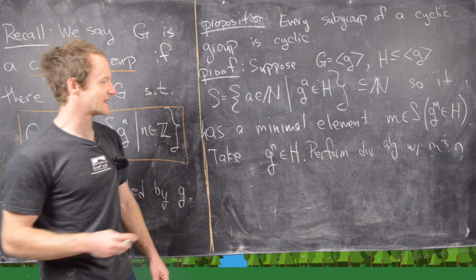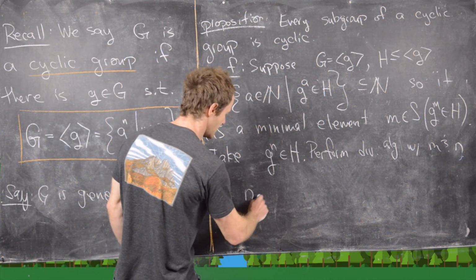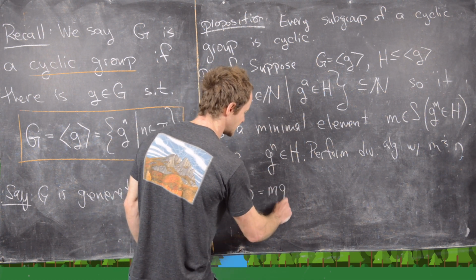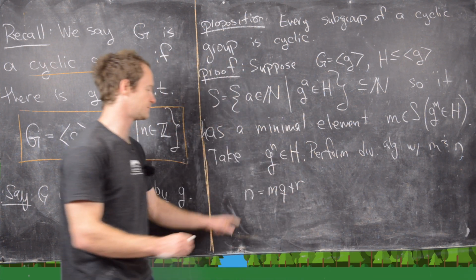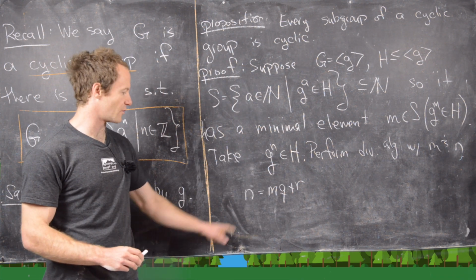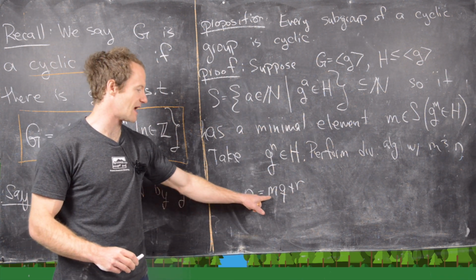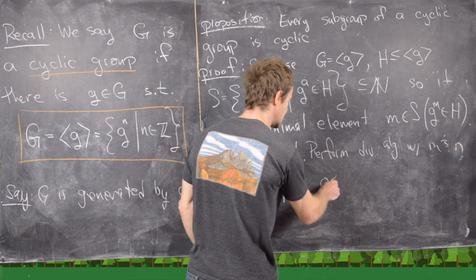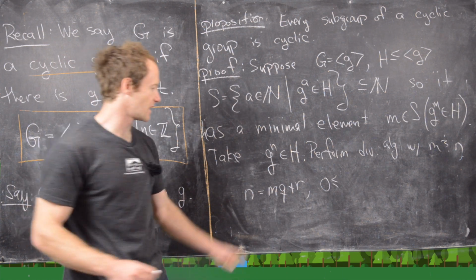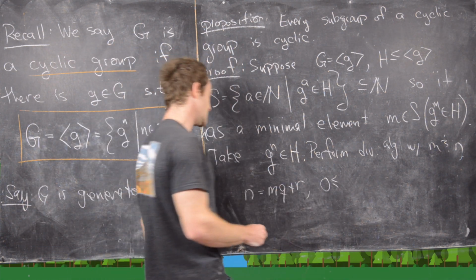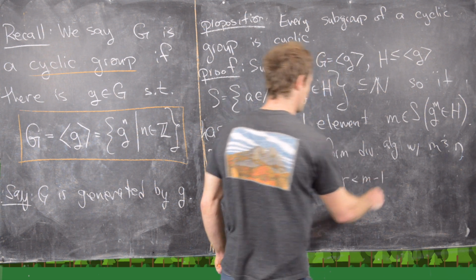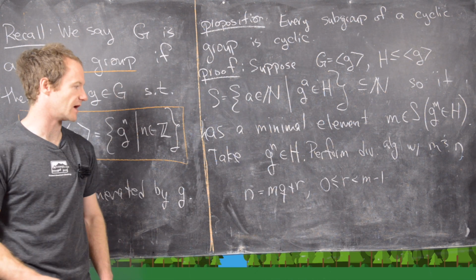Great. And notice that's going to give us the following. So we can write n equals m times q plus r. So again, that's the division algorithm. We have divided n by m. We've gotten our quotient and our remainder, and we are guaranteed to know that our remainder is between 0 and m minus 1. Okay, good.